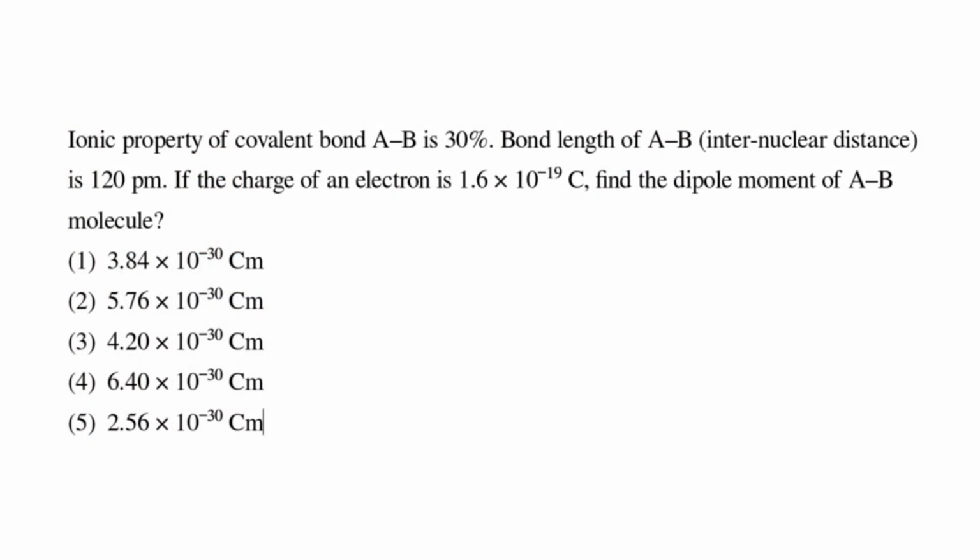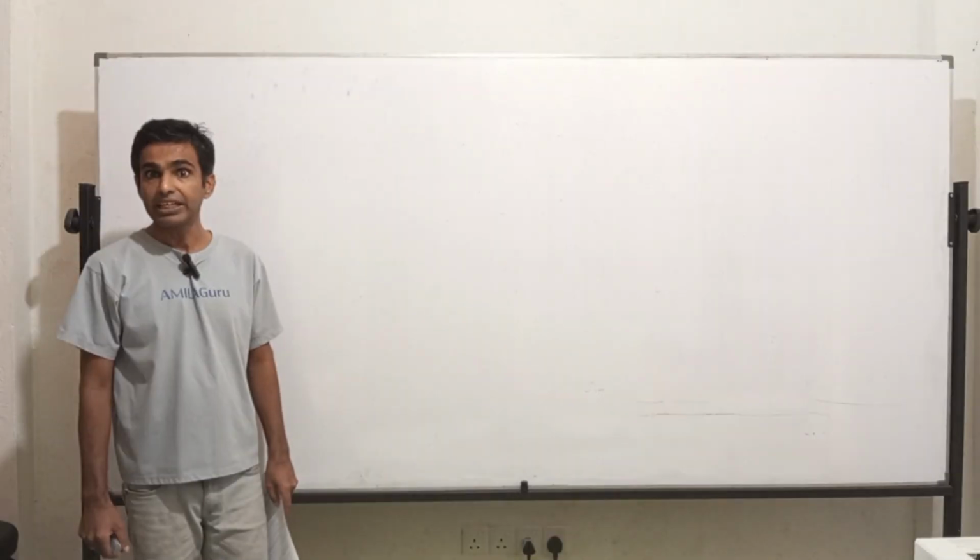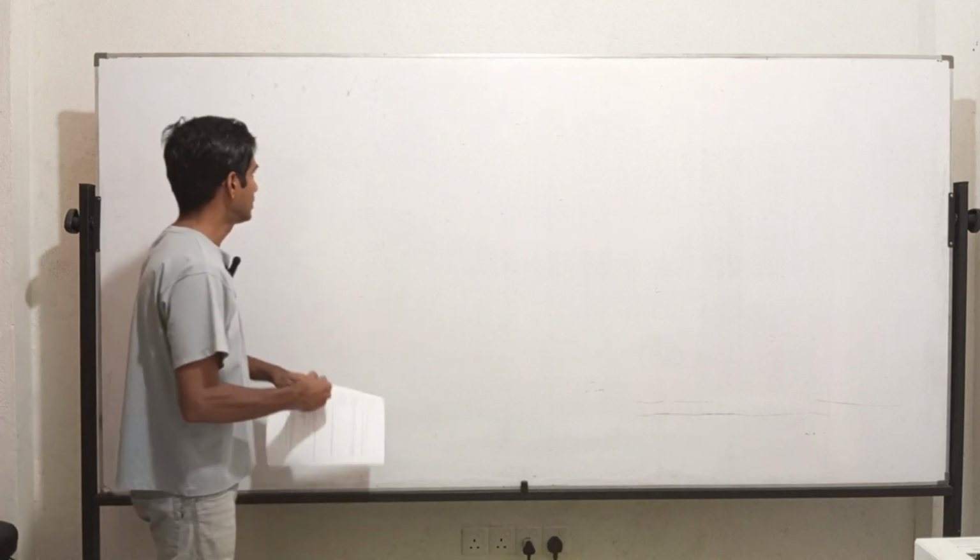Here's the question. Ionic property of covalent bond AB is 30%. Bond length of AB is 120 picometers. If the charge of an electron is 1.6 times 10 to the power minus 19 coulombs, find the dipole moment of AB molecule. Let's quickly revise the concept.